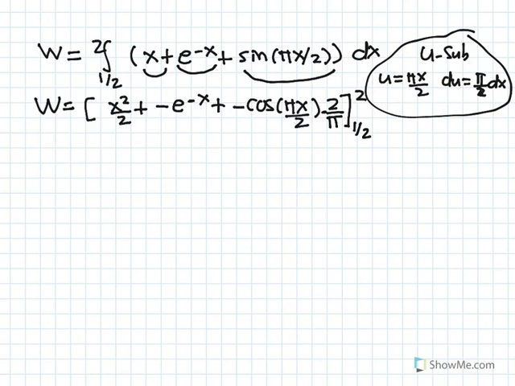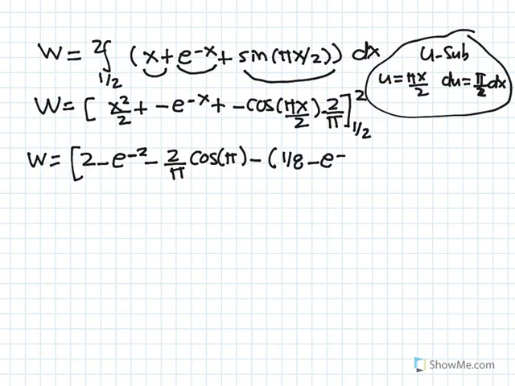Now we apply the fundamental theorem of calculus, put the upper limit in. 2 squared is 4 over 2, that's 2, minus e to the minus 2, minus 2 over pi. And we get cosine of, substitute x equals 2, the 2 cancels with the 2 in the denominator, we get cos of pi. And minus, put 1/2, the lower limit, in: 1/2 squared is 1/4 divided by 2 is 1/8. Minus e to the negative 1/2, minus 2 over pi, cos of, put 1/2 in, we get cosine of pi over 4.